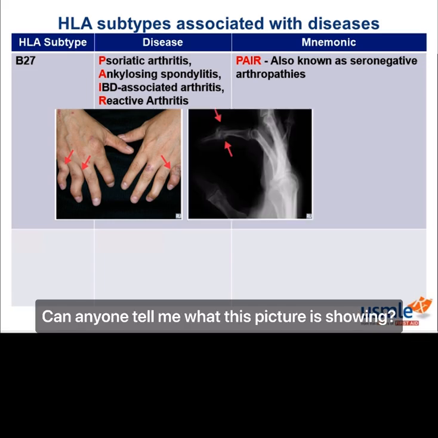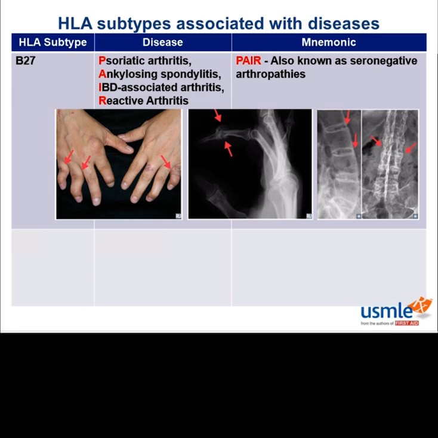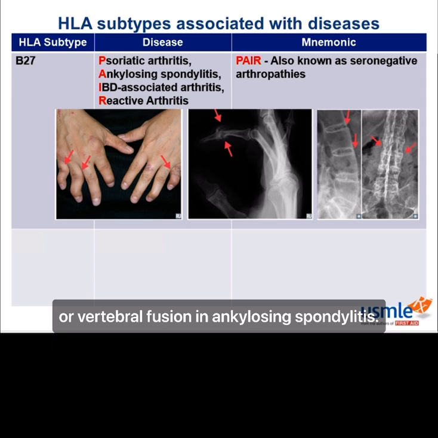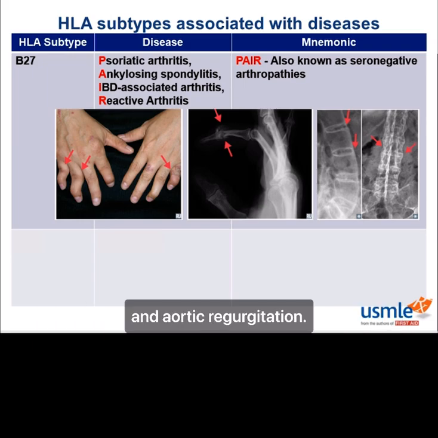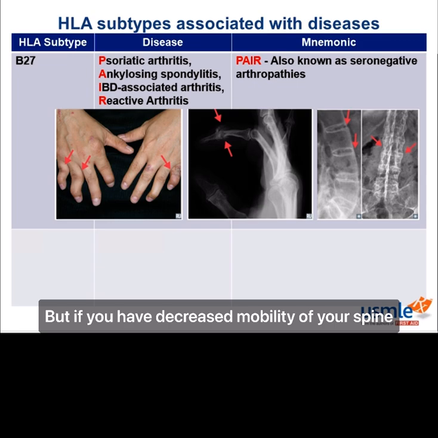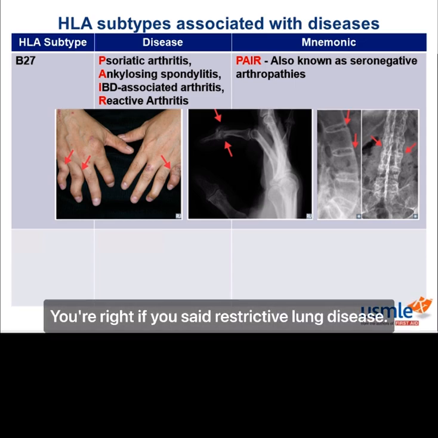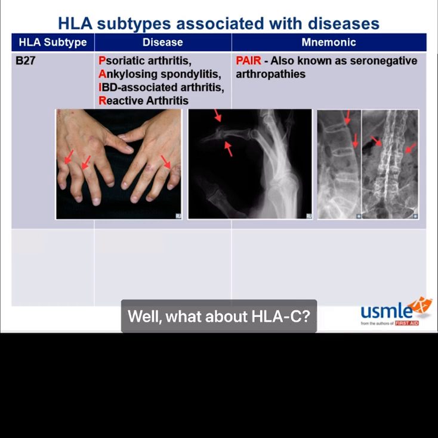Can anyone tell me what this picture is showing? Yes, this is showing a bamboo spine, or vertebral fusion in ankylosing spondylitis. Ankylosing spondylitis is associated with uveitis and aortic regurgitation. But if you have decreased mobility of your spine because the joints are fused, what else can you have? You're right if you said restrictive lung disease. You can actually tell how severe the disease is based on how well you can expand your chest wall. Well, what about HLA-C?